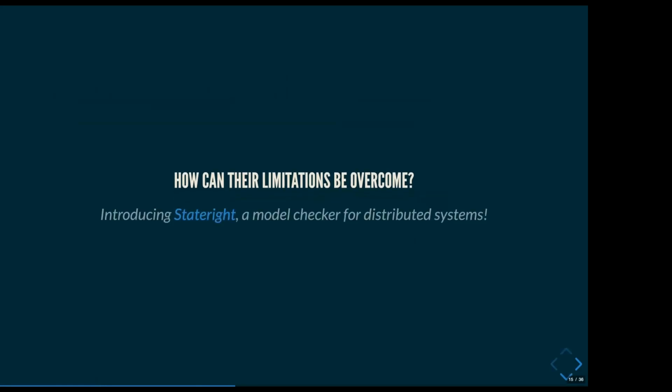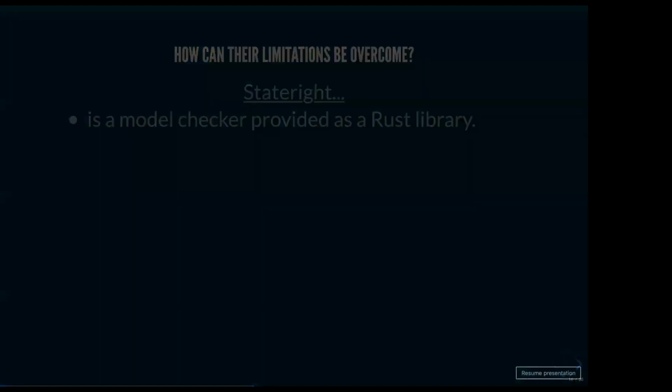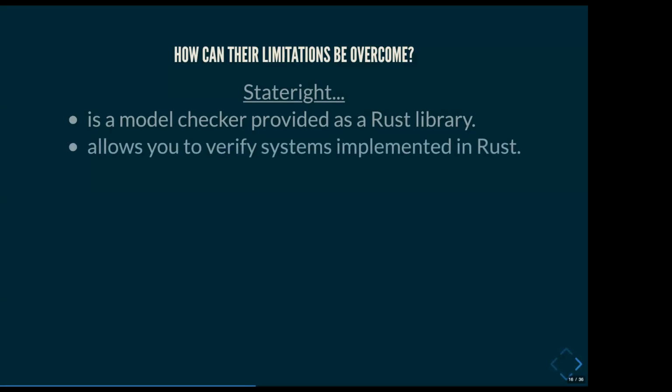So Stateright is a model checker for distributed systems. It's actually a general purpose model checker, but it's tailored particularly for distributed systems. Stateright is provided as a Rust library. So rather than being a piece of software that you run independently, you run it against your code, typically in a unit test or some scenario such as that. It allows you to verify systems that were implemented in the Rust programming language. That's what it specifically targets.